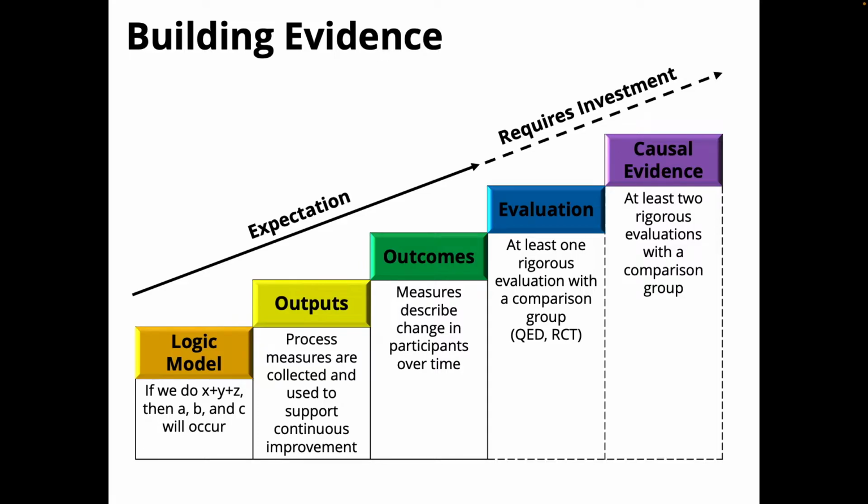Outputs are process measures, which are often collected and used to support continuous improvement. They are usually part of a performance management process or a project plan. Outcomes are impact statements, or the program's measures and related data that demonstrate change in participants and/or systems over time. Evaluation and causal evidence indicate that the program is supported by at least one rigorous evaluation. The arrows above the steps push us left to right, up the steps toward rigorous evaluation.